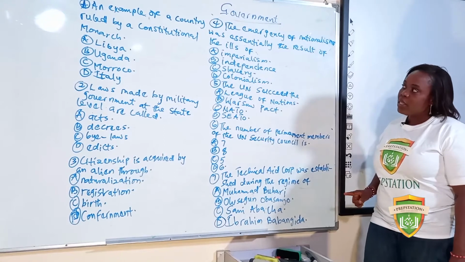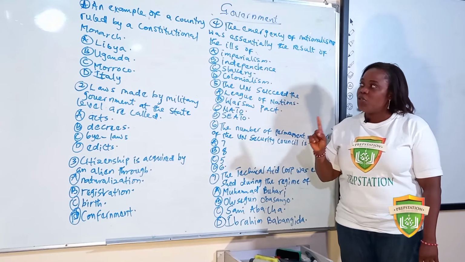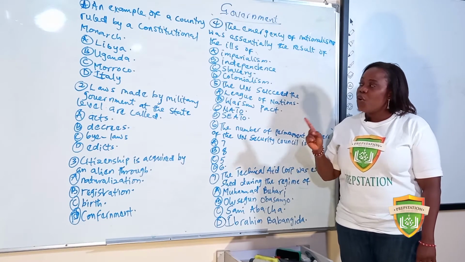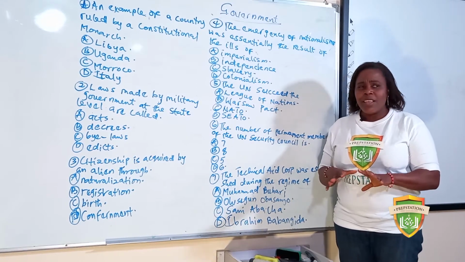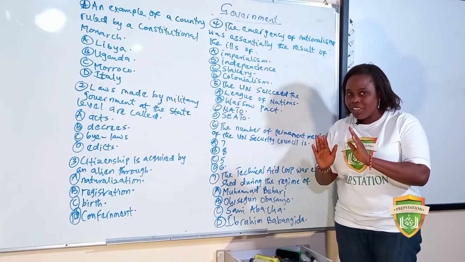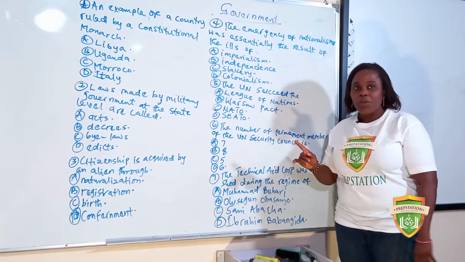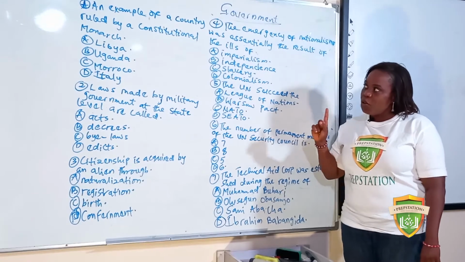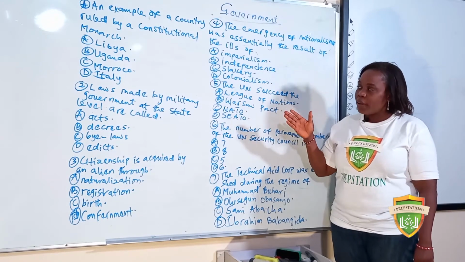The first one says, an example of a country ruled by a constitutional monarch. I hope you've been observing that our JAMB questions, UTME questions, are strange. They are not direct. Sometimes you need to think through. So they're a bit confusing and tricky. So take note of this. An example of a country ruled by a constitutional monarch.